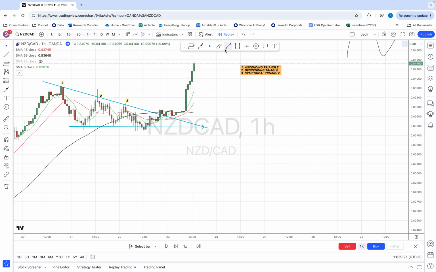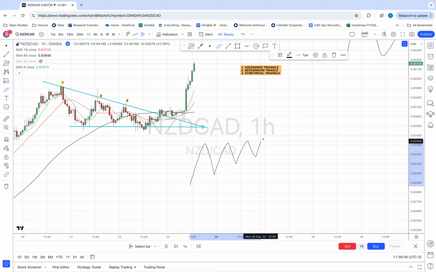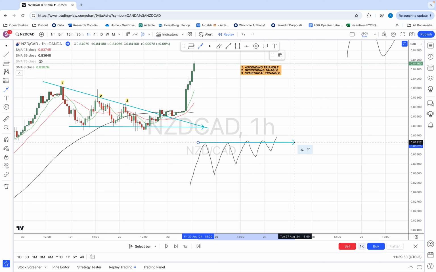What is an ascending triangle? An ascending triangle is essentially a market where the bottom portion of the market is ascending. Hence the name ascending triangle, okay? So what we would have is not necessarily a trend line, more so just a resistance level. It's respecting a resistance level at the top.